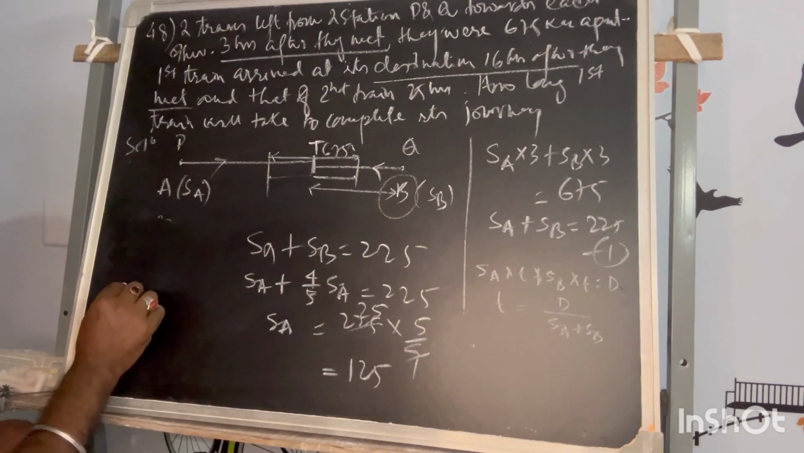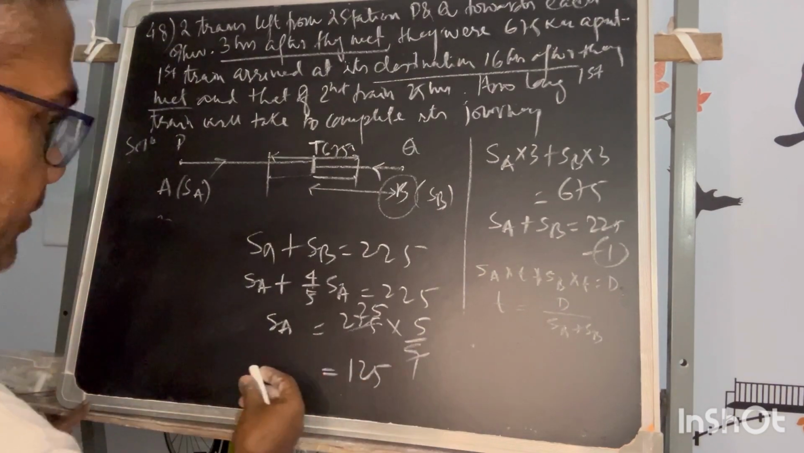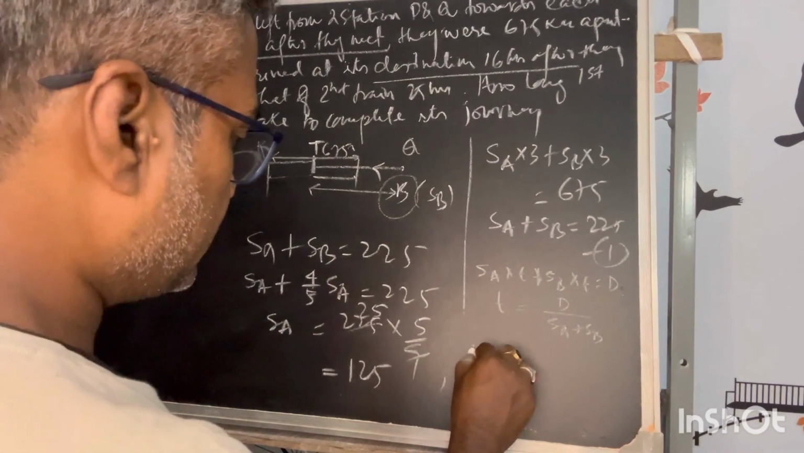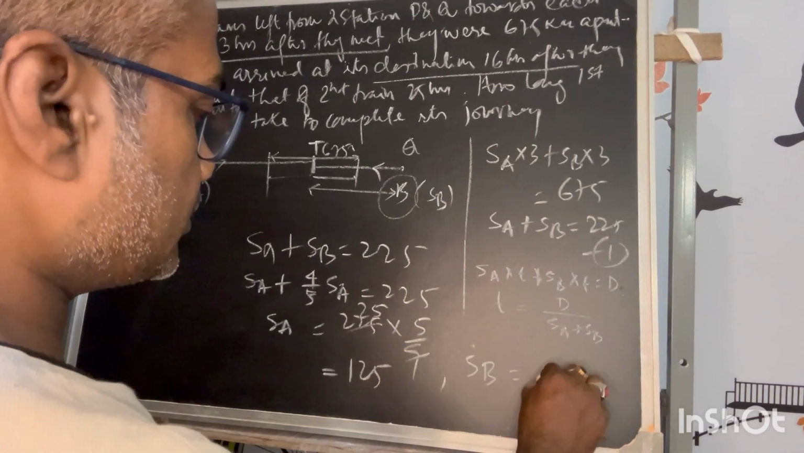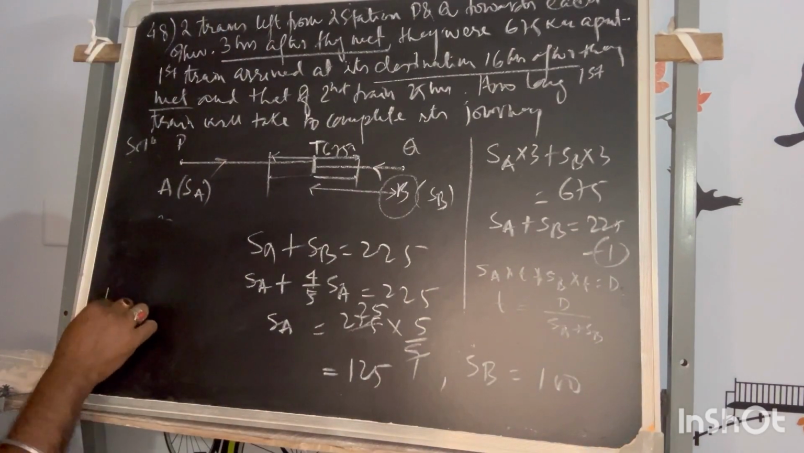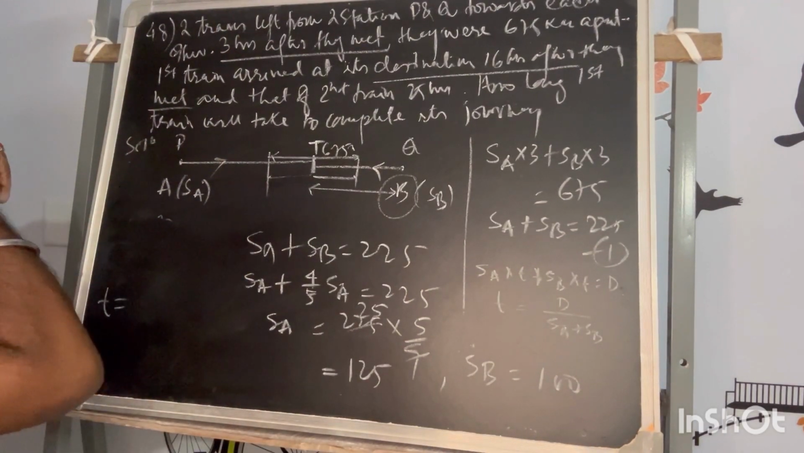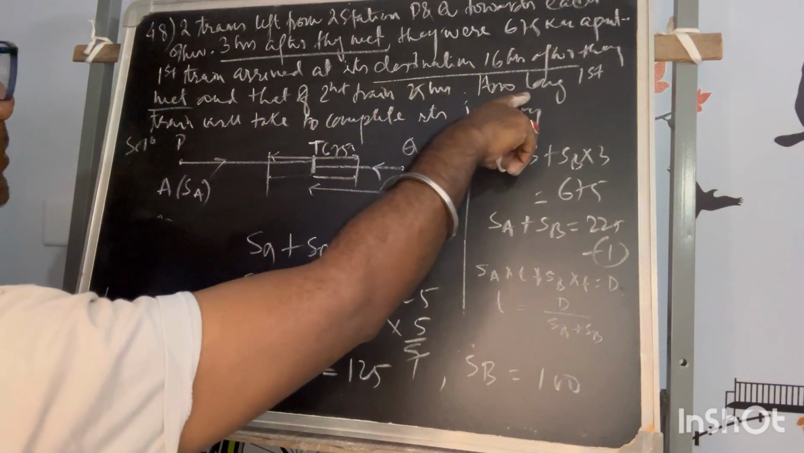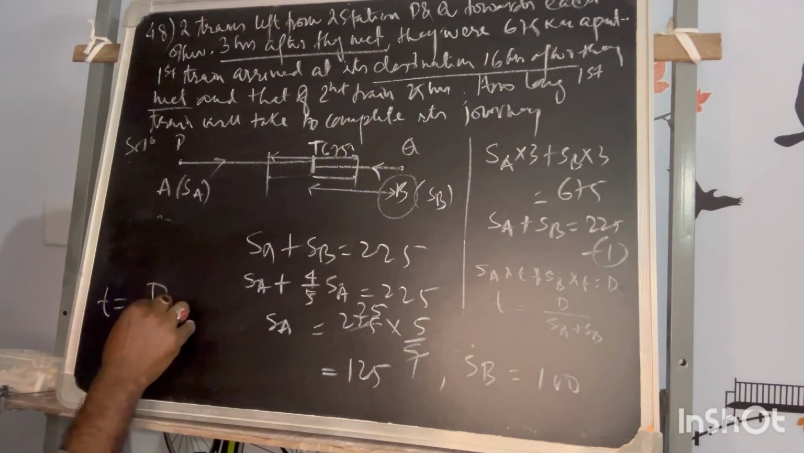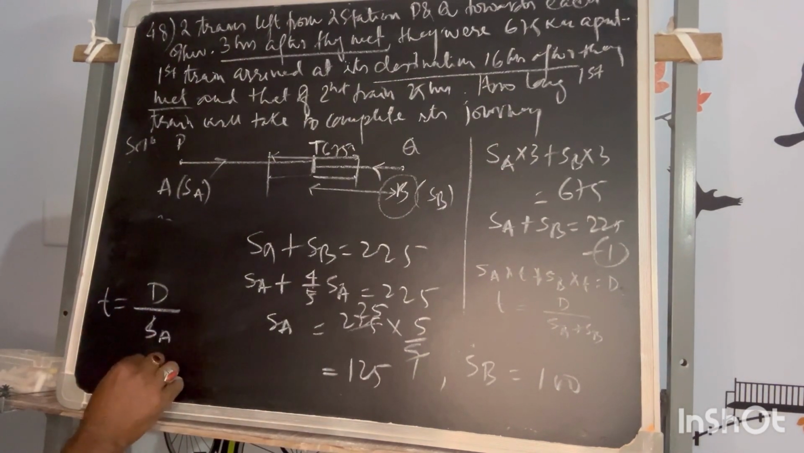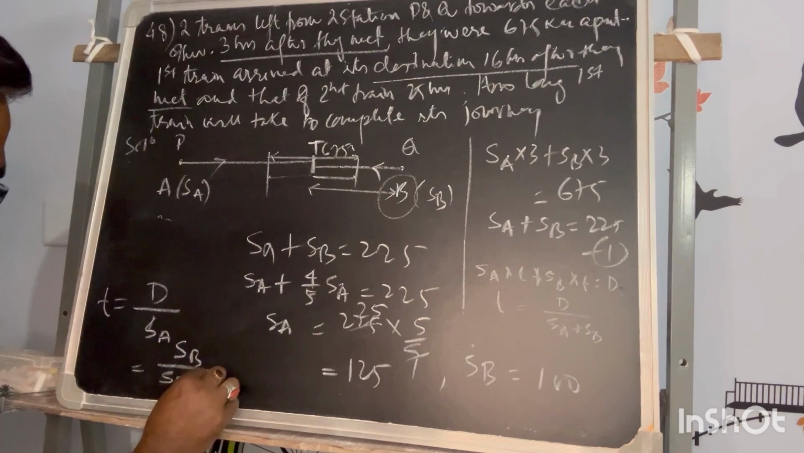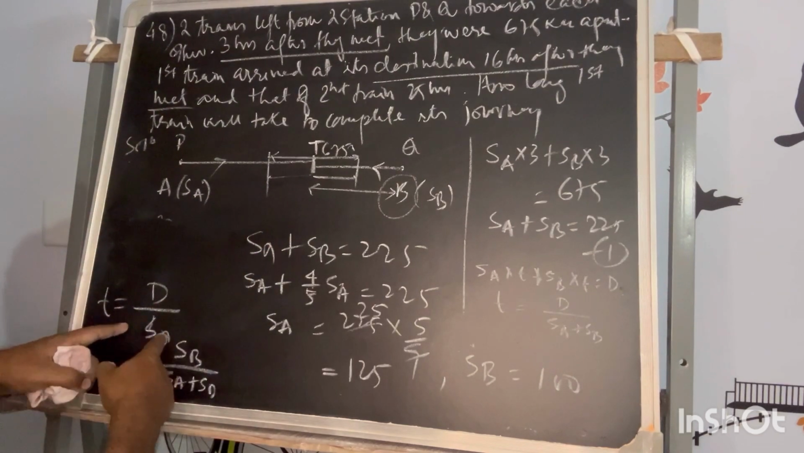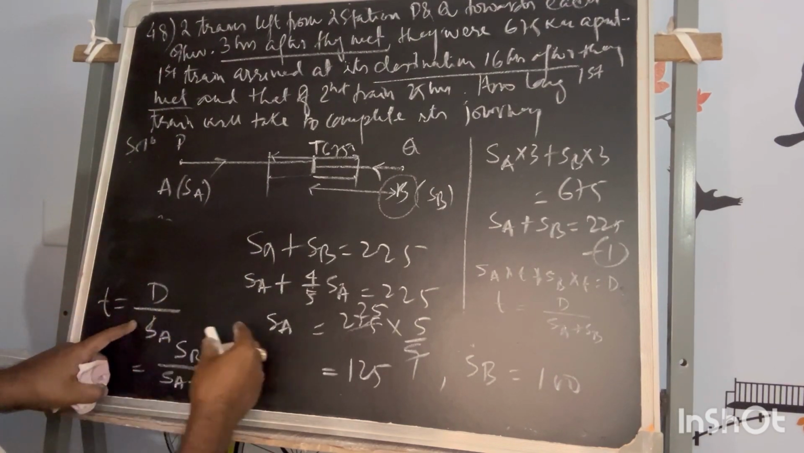For the time, you need SB also. So SB is equal to how much? If I deduct this one, it is equal to 100. So the time taken for the first one, only the first is needed. So it's equal to total distance by SA. Now total distance we have already calculated as SB by the fraction SA plus SB.